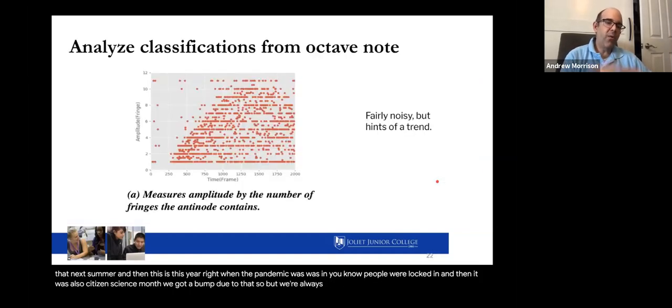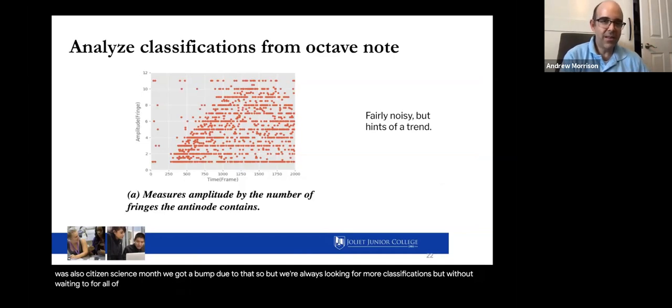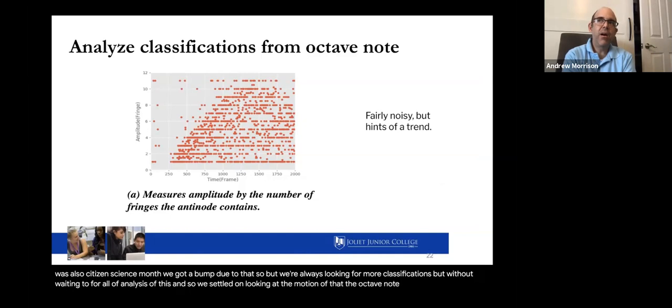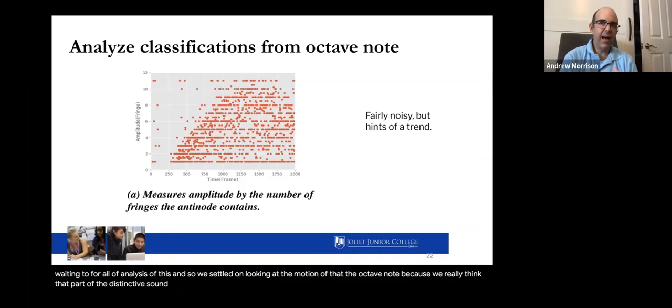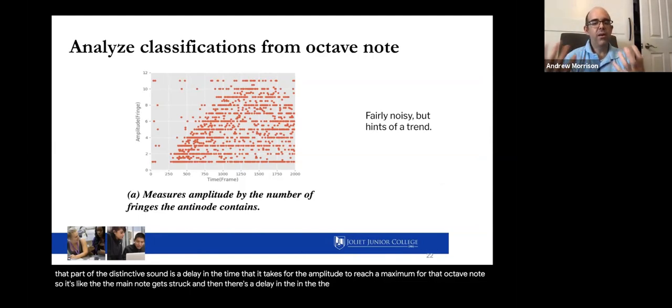Without waiting for all of our classifications to be done, we wanted to make some analysis of this. So we settled on looking at the motion of the octave note, because we really think that part of the distinctive sound is a delay in the time it takes for the amplitude to reach a maximum for that octave note. So the main note gets struck, and then there's a delay in the energy that's transferred to that other note, and we want to see if we can measure that.